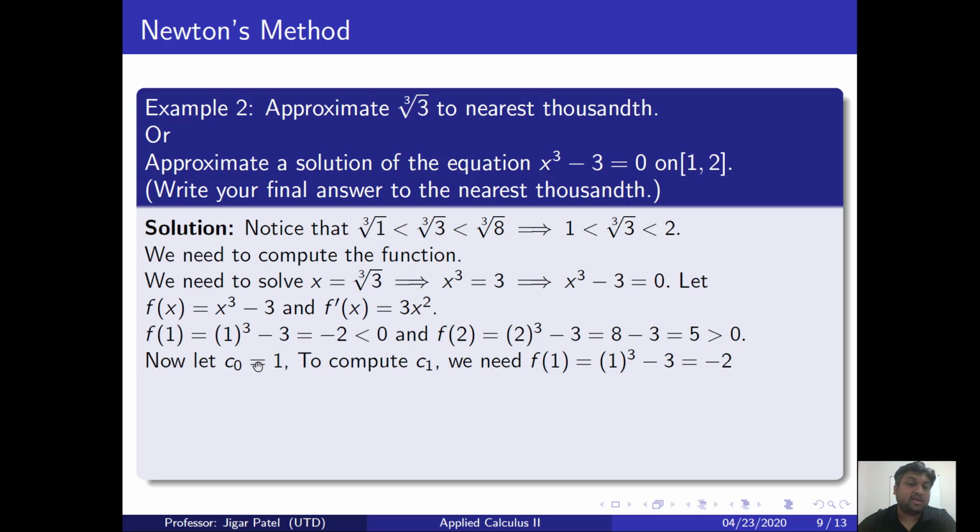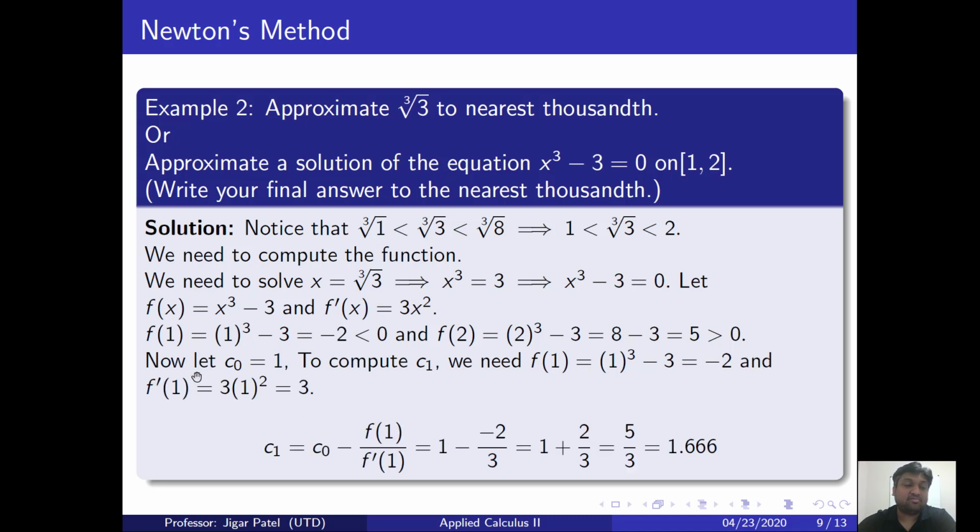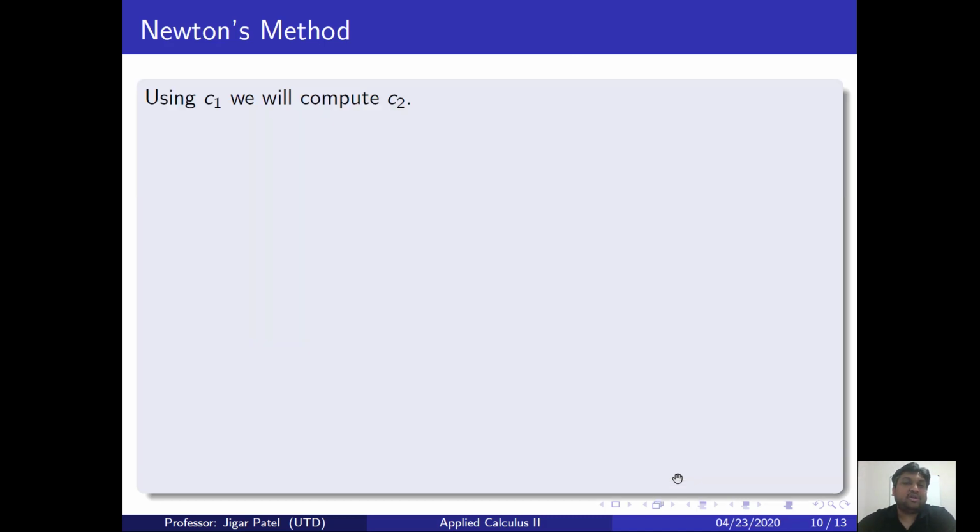Let's start with c0 equal to that left endpoint, 1. I need f at 1 and f prime at 1. f at 1 is negative 2, f prime at 1 is 3. I can calculate c1, which is c0 minus f at 1 over f prime at 1. Throw the values in: 1 minus negative 2 over 3. I get 5 over 3, which is 1.666. Again, I want the approximation to be 3 decimal accurate, so I'm only considering 3 digits. Now use c1 to compute c2. I need f at c1 and f prime at c1.